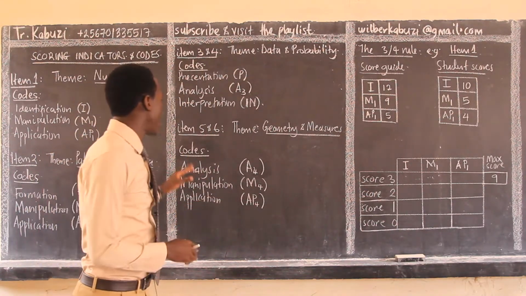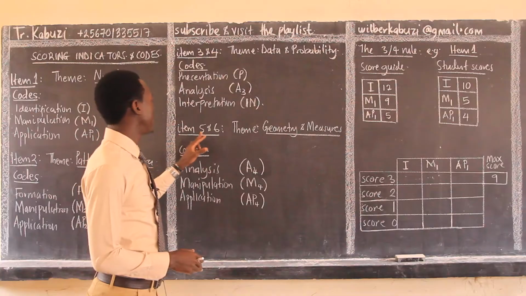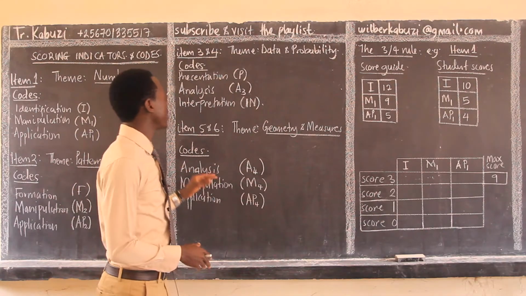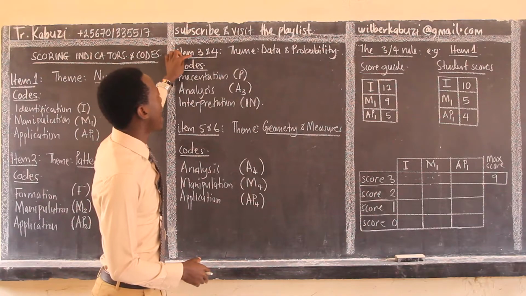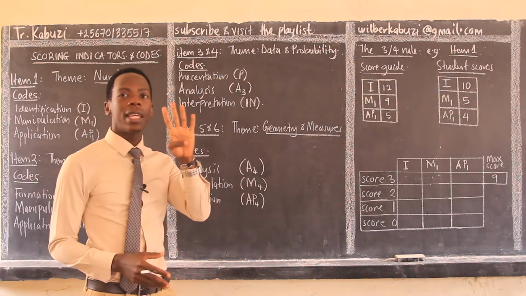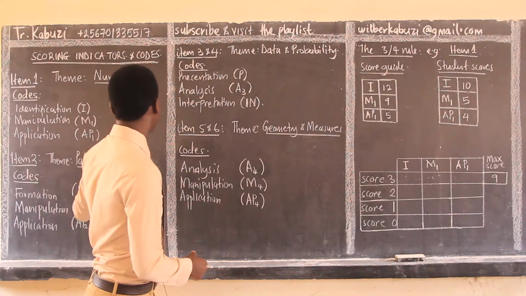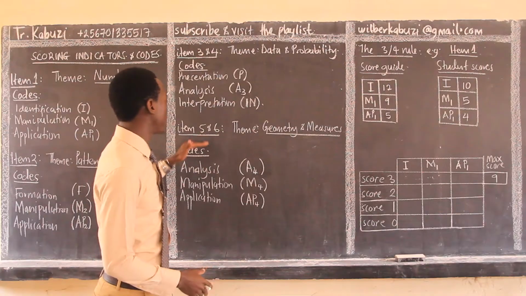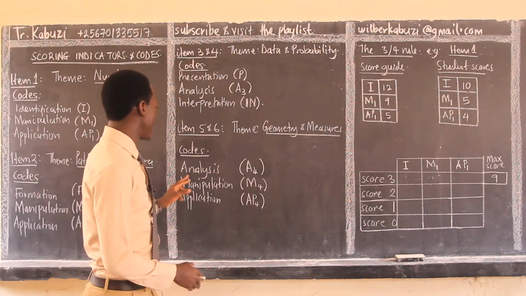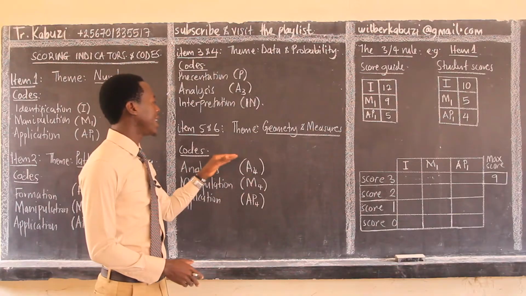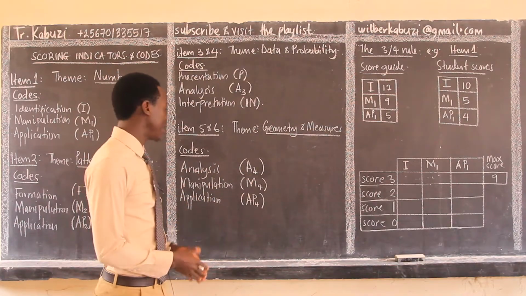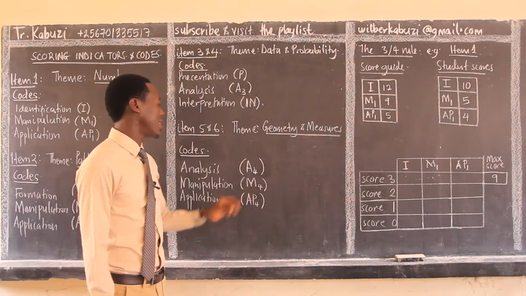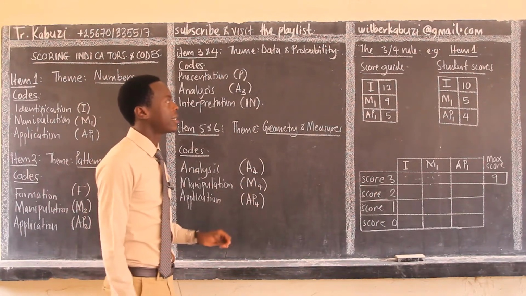Now in items 5 and 6, the theme is geometry and measures. You see the code is analysis, but because we saw that already in item 3, remember the student is doing 4 items. The first, the second, then the third picked from either 3 and 4, and the fourth from either 5 and 6. So that's why the analysis is for the 4th item the student has attempted. Then manipulation 4, still for the 4th item, then AP4, like that.